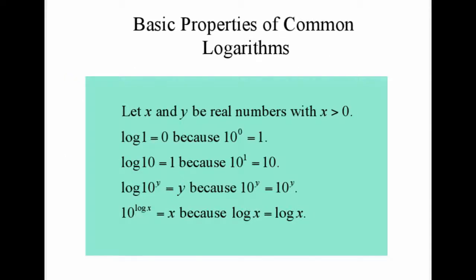Some basic properties of common logarithms. Let x and y be real numbers with x greater than 0. Log 1 equals 0 because 10 to the 0 equals 1. Log 10 equals 1 because 10 to the first equals 10.